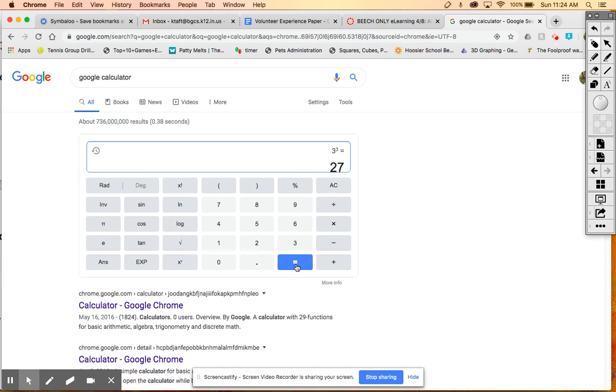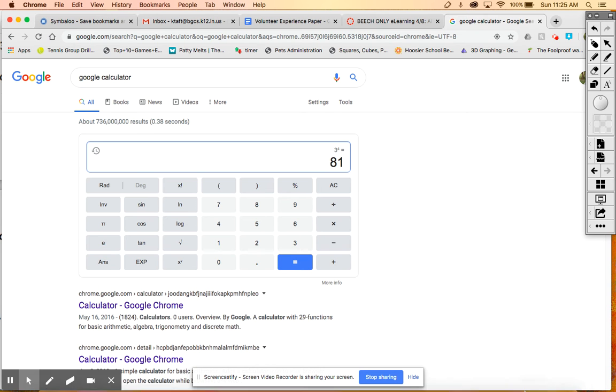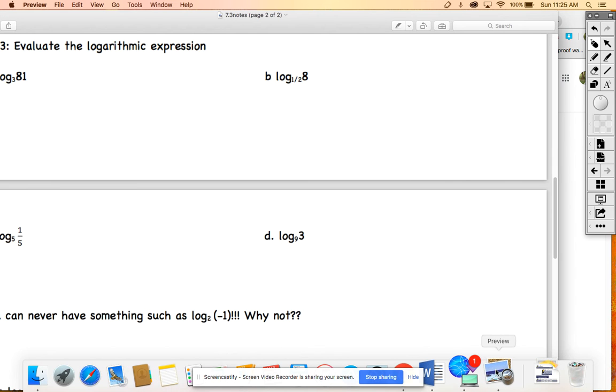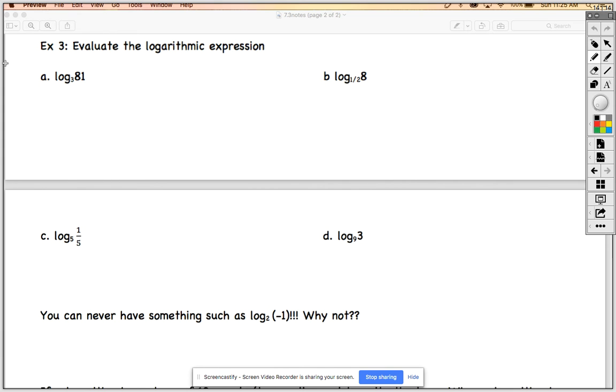If I try 3 cubed, it's 27. So I'll try 3 to the 4th power. There we go, we got our 81. So I know that my log is equal to 4, because that's the power that I found worked. Okay, so here's what we had. So basically, I'm just saying that I found that power that works, and it's 4. So your solution is 4. You evaluated it, it equals 4.